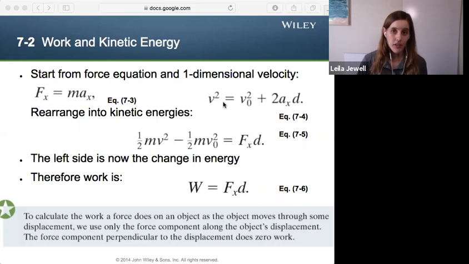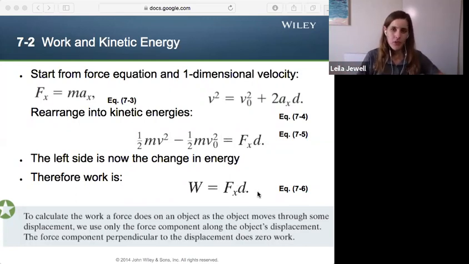We can rearrange this expression so that the left side is both kinetic energies. We have 1/2 mv squared, that would be our final kinetic energy, minus 1/2 mv naught squared, which is our initial kinetic energy. And we know change in kinetic energy is related to the amount of work. So since the left side is the change in energy, the right side is going to be our work. So work in this specific one-dimensional case is the force in the x direction times the displacement in the x direction. This means that to calculate the work a force does on an object, as that object moves through some displacement, we only use the force component that is along that object's displacement. The force component that's perpendicular to the displacement does no work because it's not contributing at all to the motion.